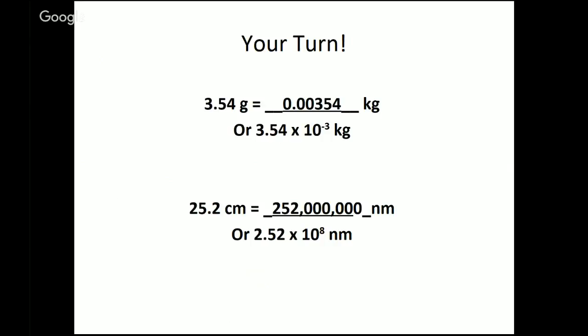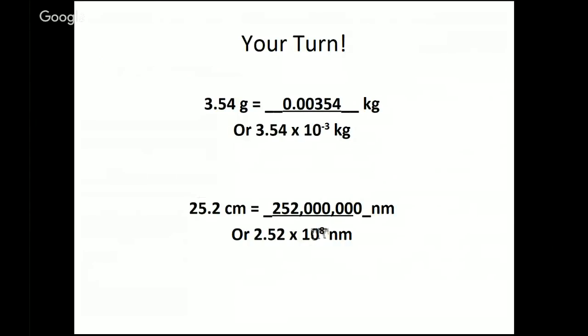The top problem, 3.54 grams equals how many kilograms? Well, there are 3 steps between grams and kilograms. So to complete this, you needed to move the decimal place 3 places to the left. And so the correct answer is, as shown here, 0.00354 kilograms. And that can also be expressed in scientific notation.